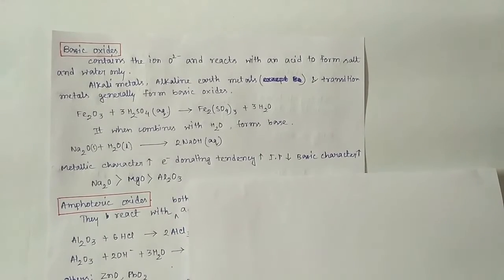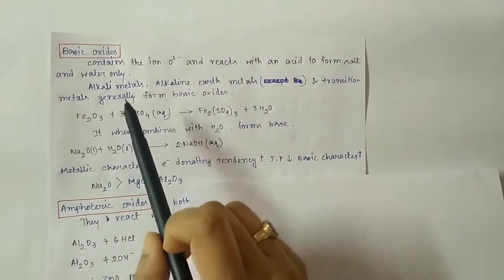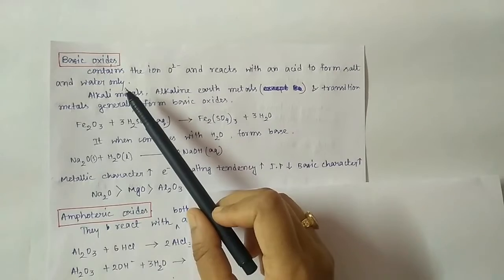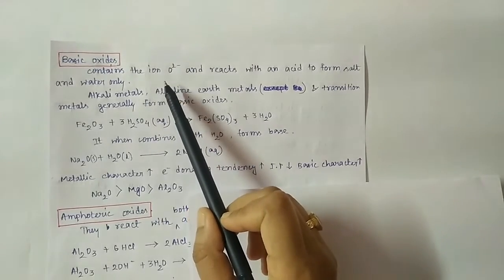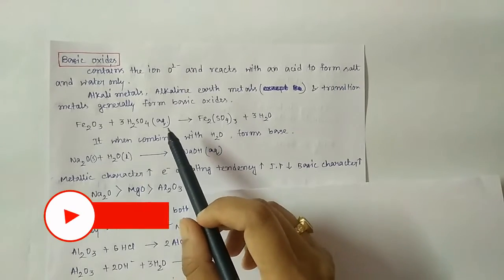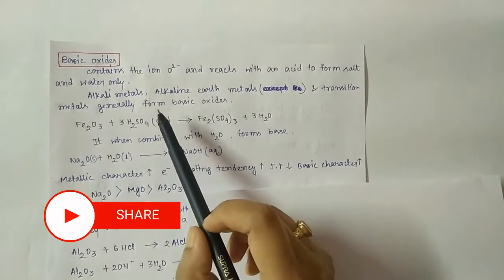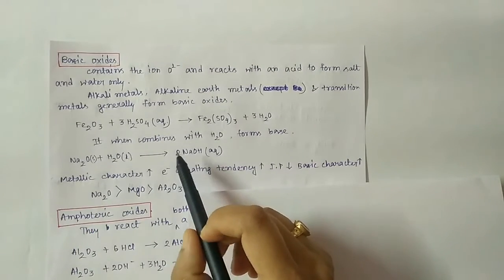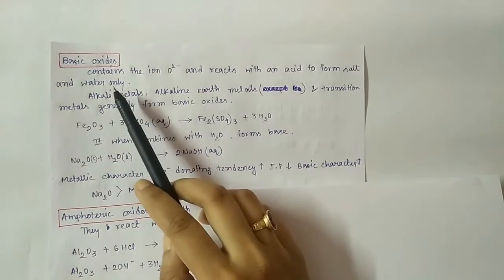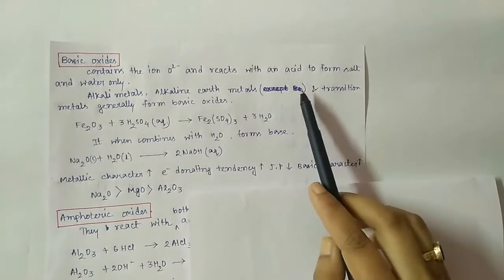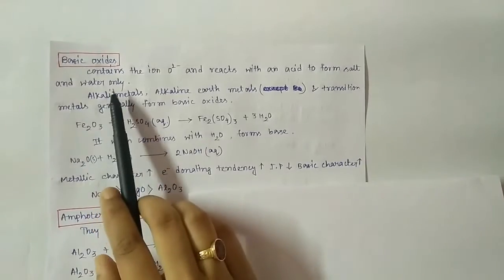But before base we are going to learn about basic oxides. Basic oxides are the oxides that contain the ion O2 minus. You know what is oxide? Oxide always has O2 minus, and in my previous video on acid I have told you what is acidic oxide. I hope you remember, and if not then please go through the video and then come here. Now basic oxides contain the ions O2 minus and react with an acid to form salt and water only.